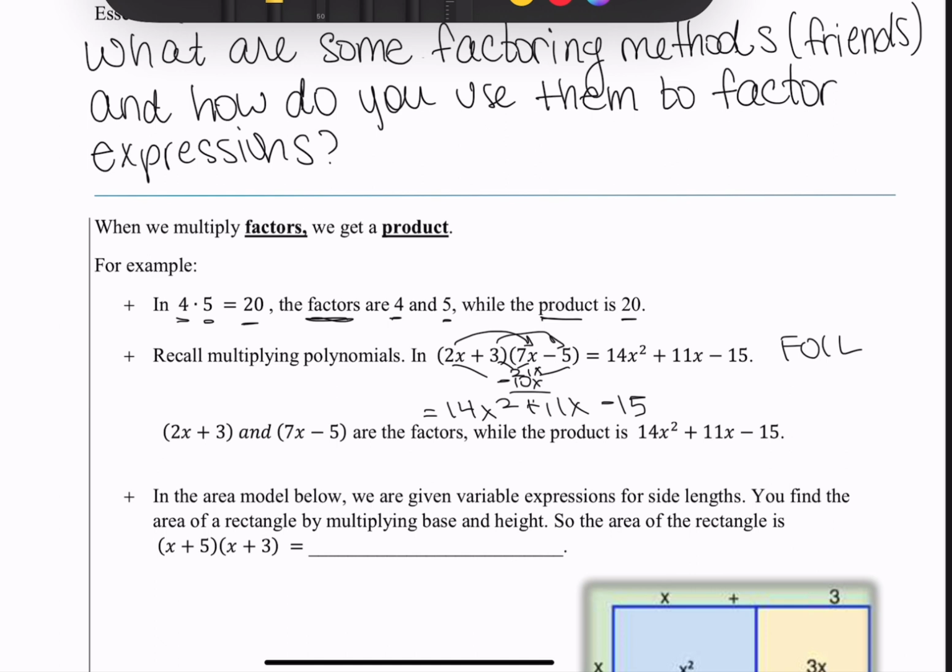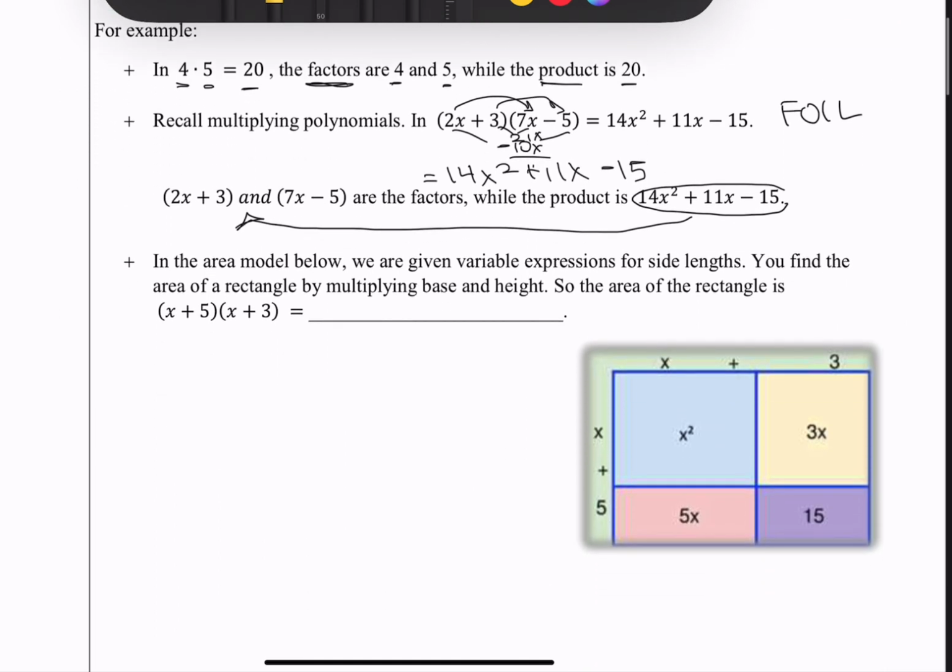Now today what we're going to do is we're actually going to be given the product, and we're going to want to go back to the factors. So it's the reverse of what we were doing in our previous lesson. Now these can be applied to area models. So in this area model, in this image down here, we're actually given a rectangle, and we are given variable expressions for the side lengths.